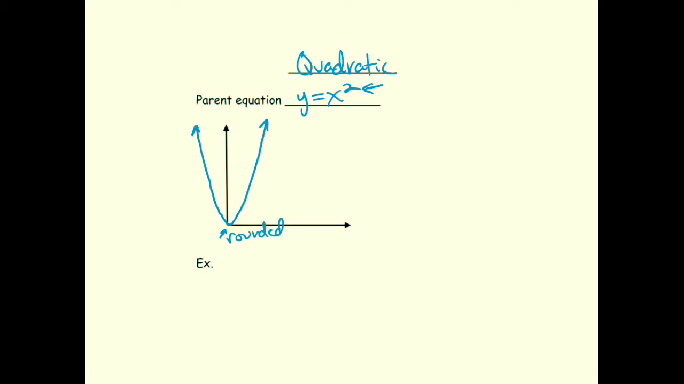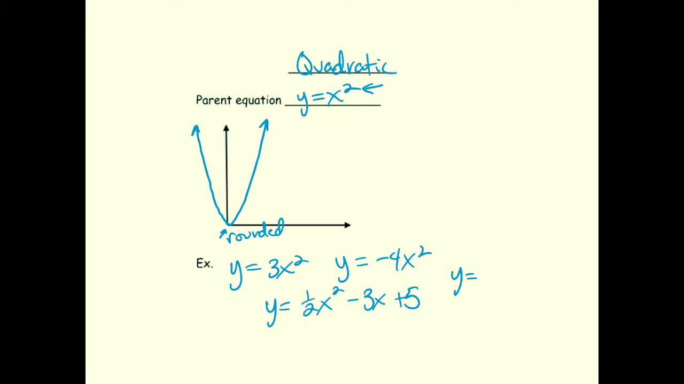Some examples of quadratic equations: we have y equals 3x squared, y equals negative 4x squared, and then we can start throwing some more pieces in there. So like y equals 1/2 x squared minus 3x plus 5, or y equals negative 2/3 x squared minus 17. These are all examples of quadratic equations.